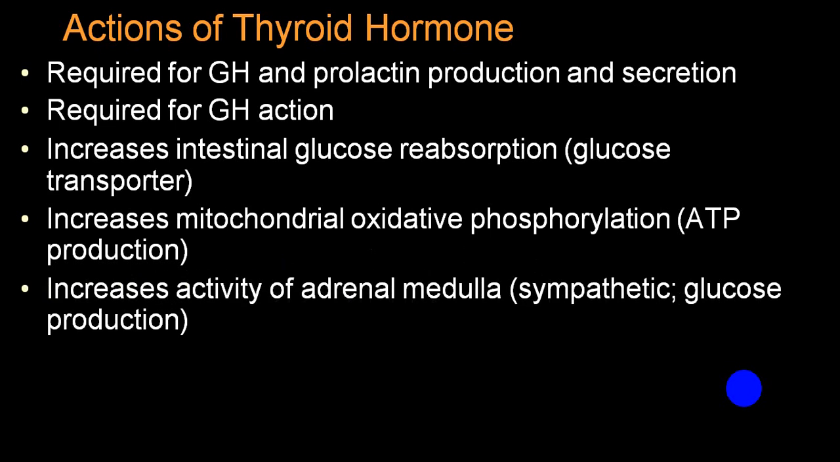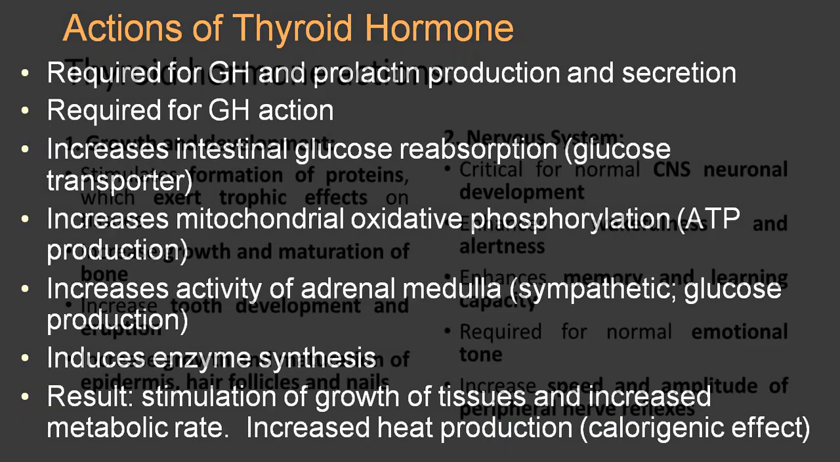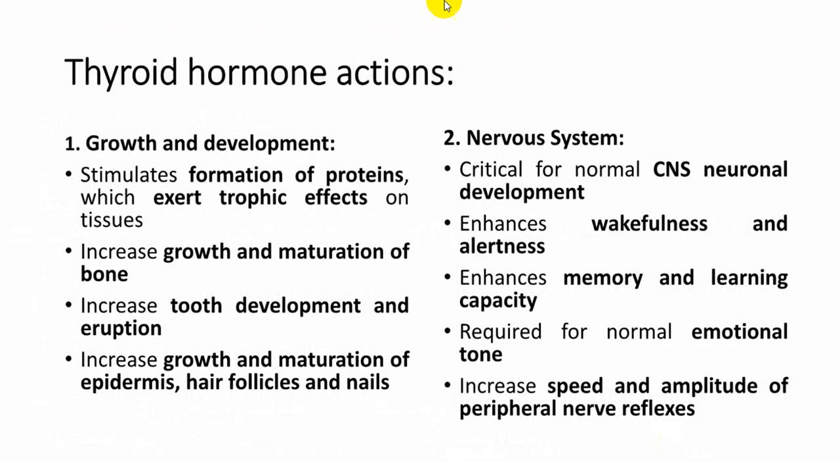On the adrenal medulla, it increases sympathetic activity, and by increasing sympathetic activity, it will release catecholamines, and by releasing the catecholamines, it will also help in increasing glucose production, and that catecholamine will also have an effect on the heart. It induces enzyme synthesis and stimulates the growth of tissue, increases the metabolic rate, and increases heat production. So it is called the calorigenic effect. So, different effects of thyroid hormone.